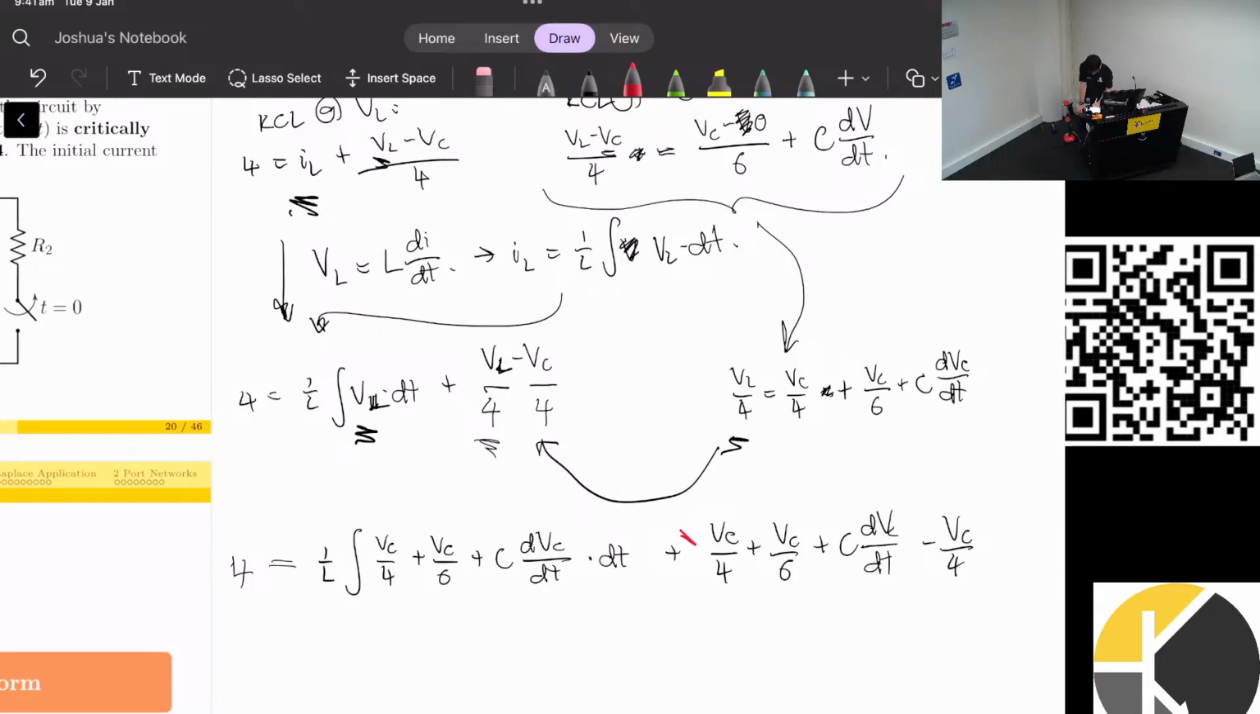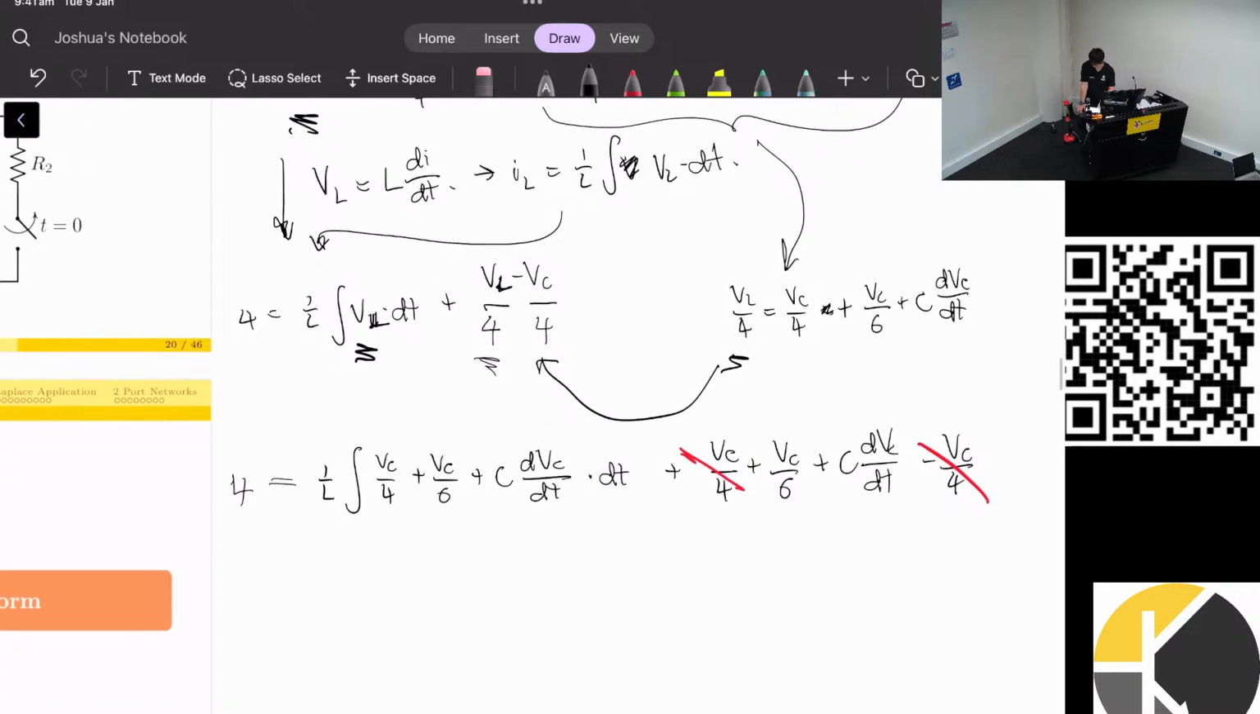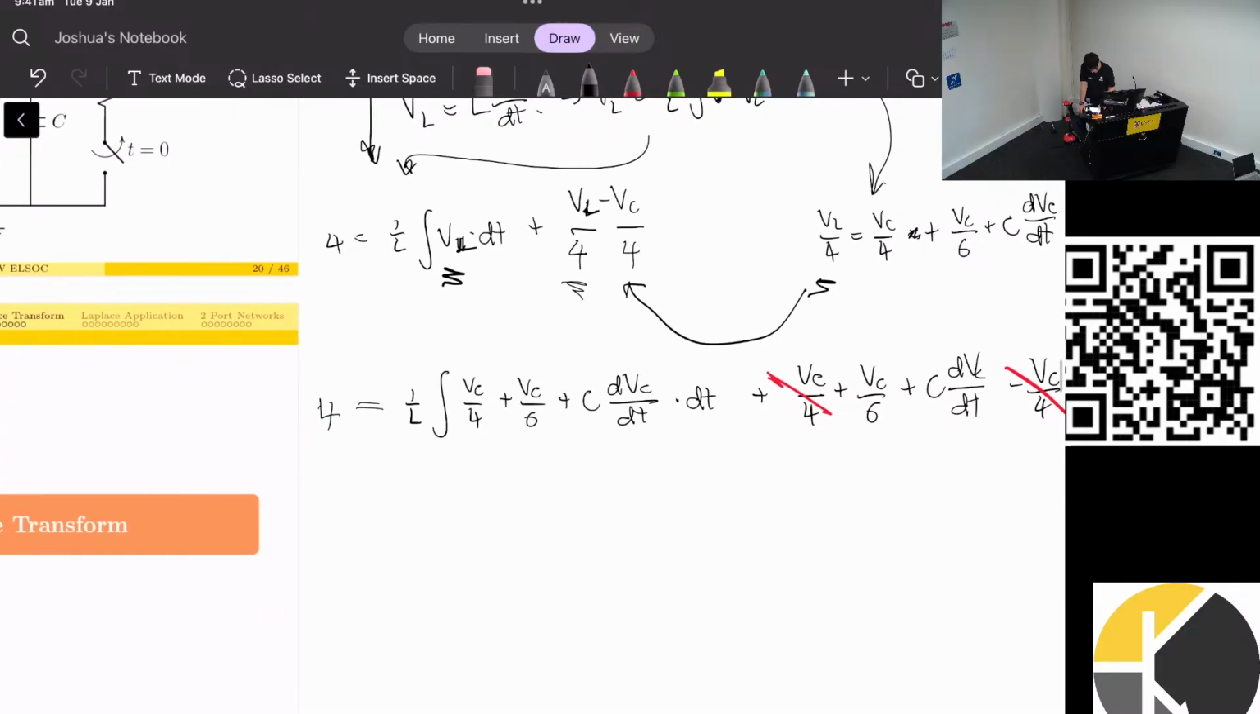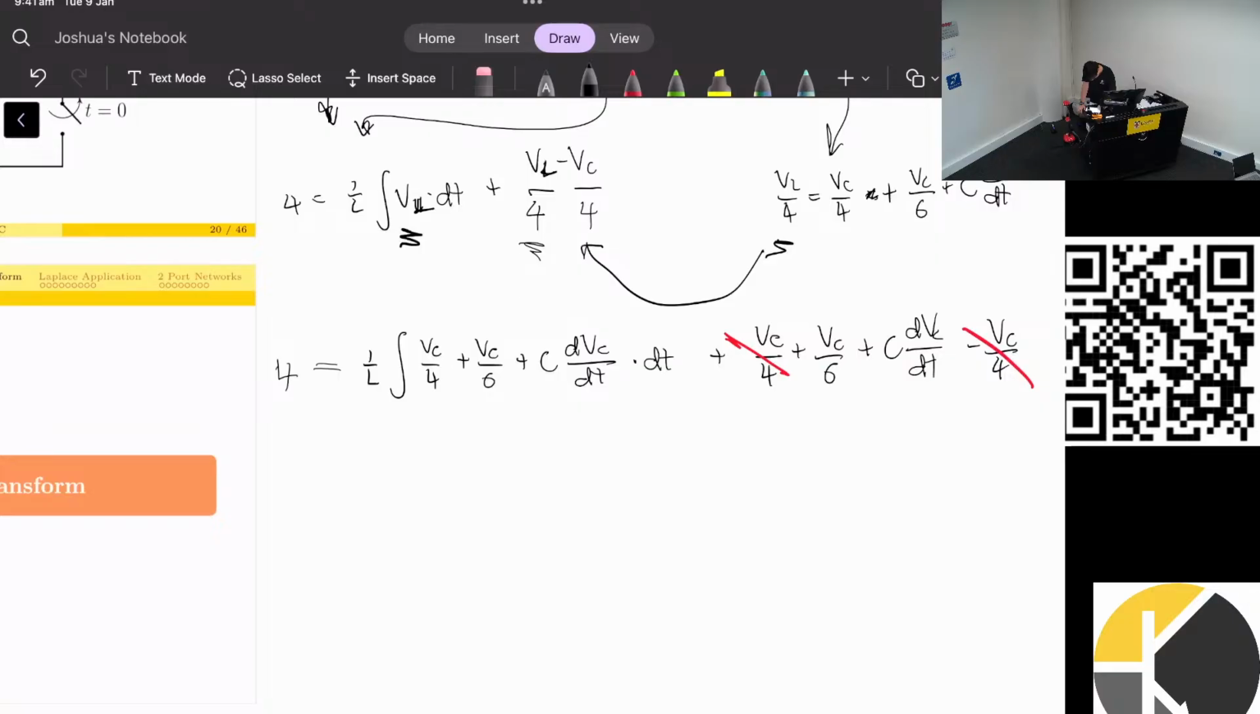So immediately I can see that I can cancel these two out, so I'll do that, but I don't like the integral. To get rid of the integral, I find the best way is just to differentiate both sides. So I will do that. The derivative of 4 is 0, and then I just have VC on 4L plus VC on 6L plus C on L dVC/dt squared plus 1 on 6 dVC/dt plus C d squared VC on dt squared.